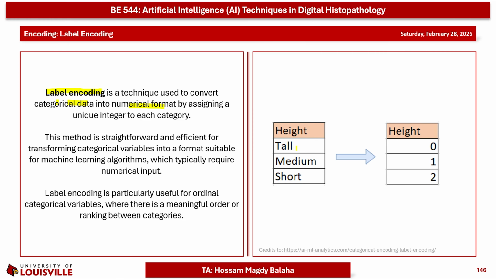let's say we have classes tall, medium, and short. So simply by encoding them into numbers like 0, 1, and 2, we can simply interpret that 0 is for tall, and by increasing the number, we are going towards being short. However, you can use this technique with any type of data.